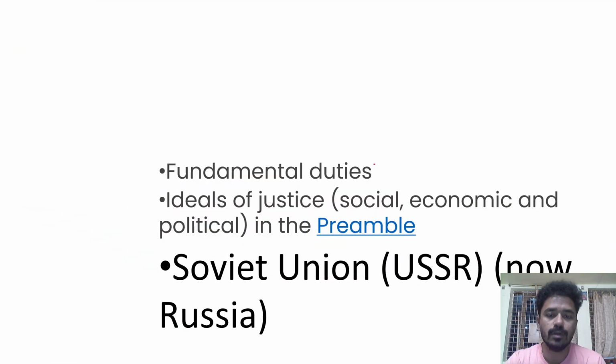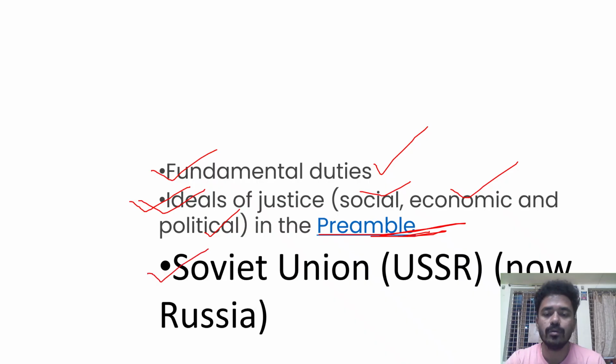Next one, this is fundamental duties and ideals of justice. The ideals of justice are social justice, economic justice, and political justice, which are mentioned in the preamble. So the fundamental duties and ideals of justice, these two are mentioned in the Soviet Union Constitution, which the government of India has adopted from the Russian or Soviet Union Constitution.